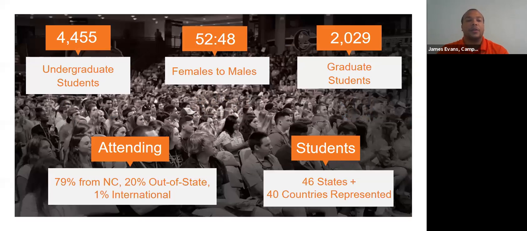This is the basic demographic of Campbell University. Our undergrad population is just under 4,500 individuals. The female to male ratio is 52 to 48. We have a little over 2,000 graduate students. The bulk of Campbell students are in-state, 79%. 20% are out of state and 1% are international students, mostly athletes. Students represent 46 states and 40 countries around the world.